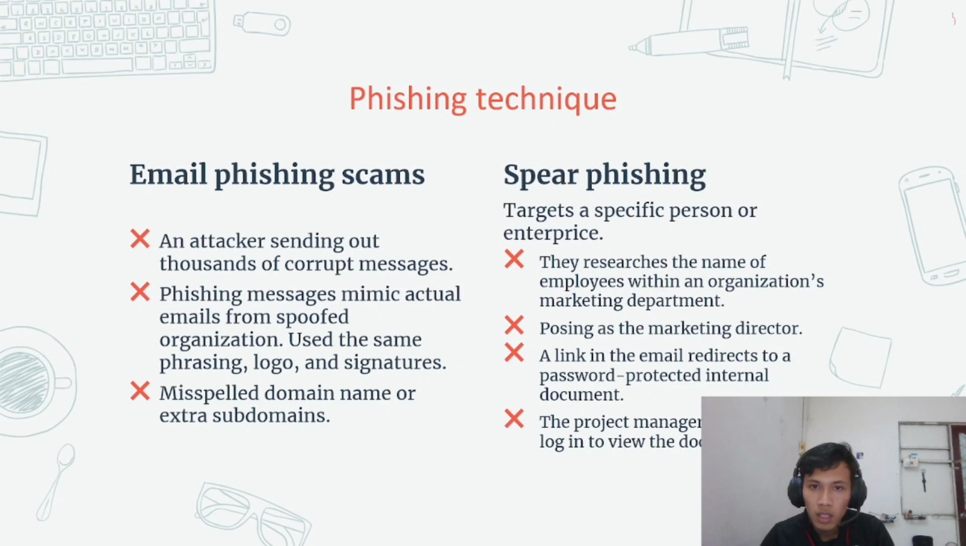The second technique is spear phishing. It targets a specific person or enterprise, such as the marketing department or the project manager. For example, they research the names of employees within an organization's marketing department. Next, they pose as the marketing director. Next, a link in the email redirects to a password protected internal document. And lastly, the project manager is requested to log in to view the document.